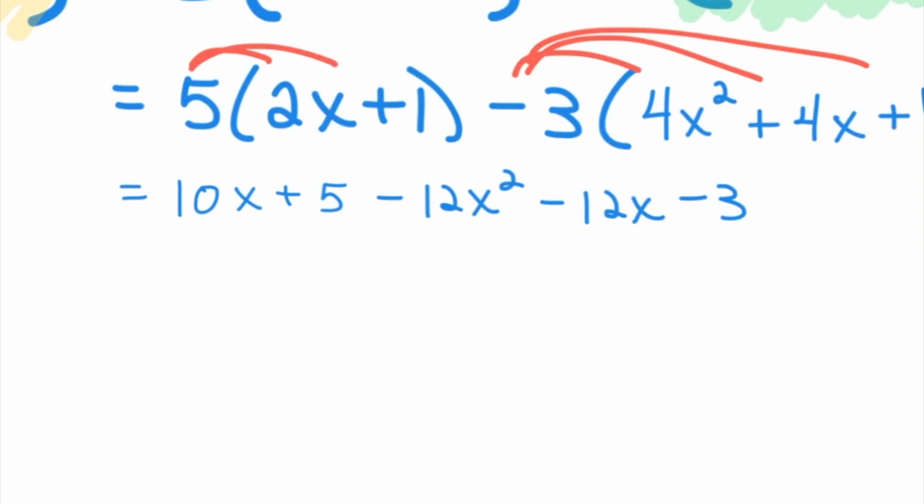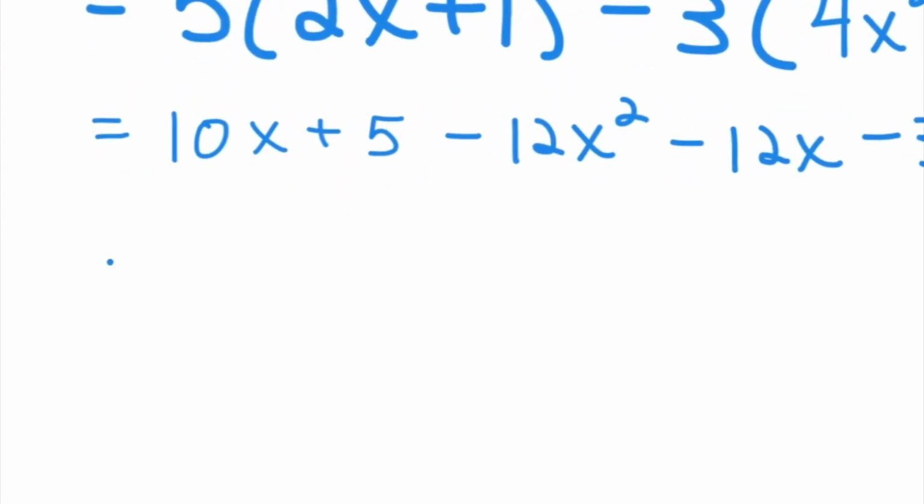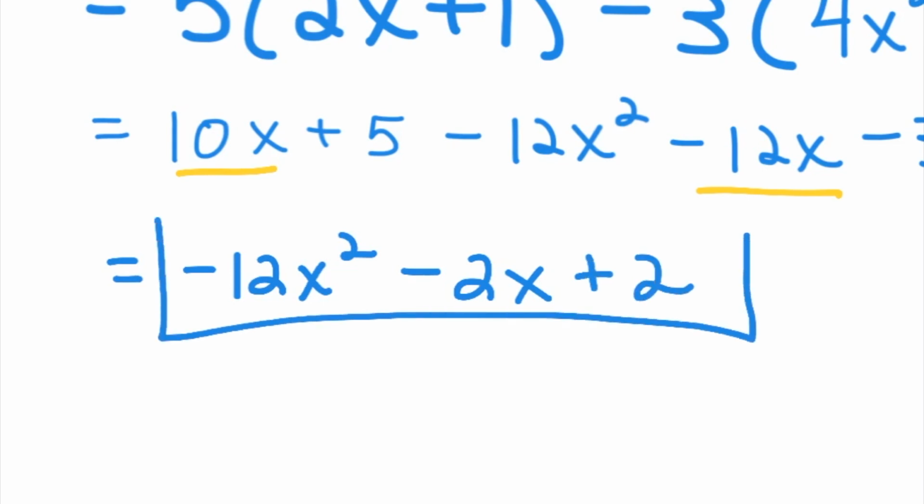And then when I simplify that, I'm going to rewrite it in standard form. And that whole thing ends up becoming negative 12x squared. And then I've got the 10x and the minus 12x, so that's going to be minus 2x. And then the 5 and the minus 3 is going to be plus 2. So that's your answer. It's not pretty.